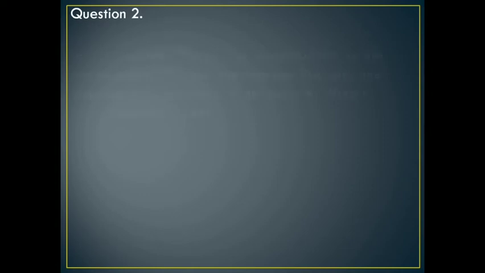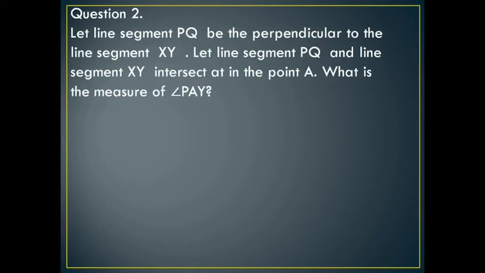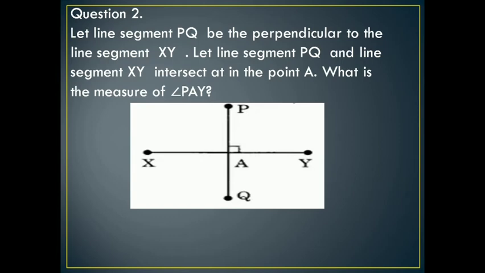Question number 2. Let line segment PQ be perpendicular to the line segment XY. Let line segment PQ and the line segment XY intersect at the point A. What is the measure of angle PAY? First, here we will draw a diagram as per the given instruction. And the diagram should be like this.